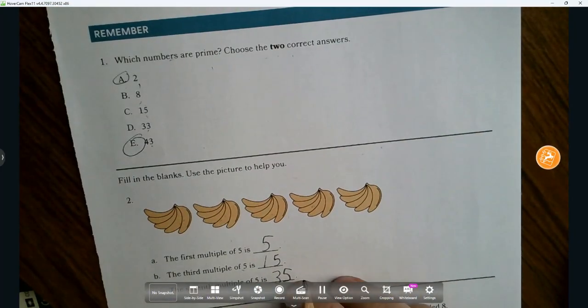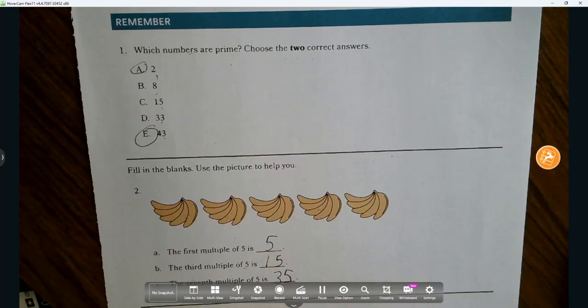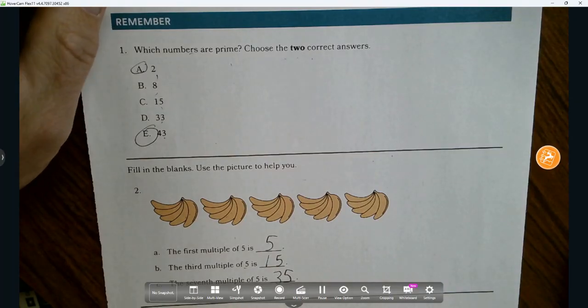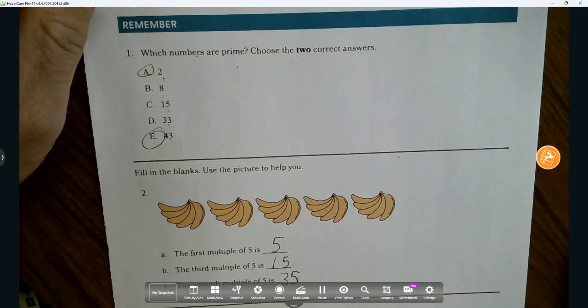Hey, look at that. Nothing on the back. This first one was pretty quick, but these are important things to know. Tomorrow it's going to get harder, so make sure you got this because tomorrow we get into a little bit tougher stuff.